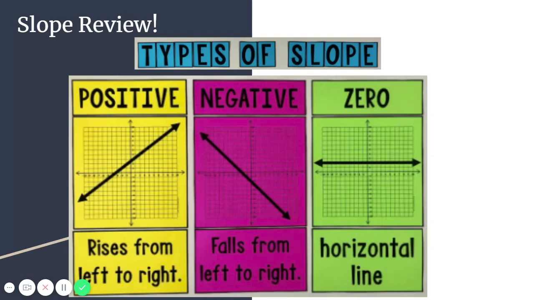Okay. We're going to go over a quick slope review before we begin independent practice, and these are the types of slope: a positive slope, which rises from left to right; a negative slope, which falls as you go left to right; and zero slope means you have a straight horizontal line. So this is a quick review of types of slope that we have been covering in past lessons just before we get started on our independent practice.